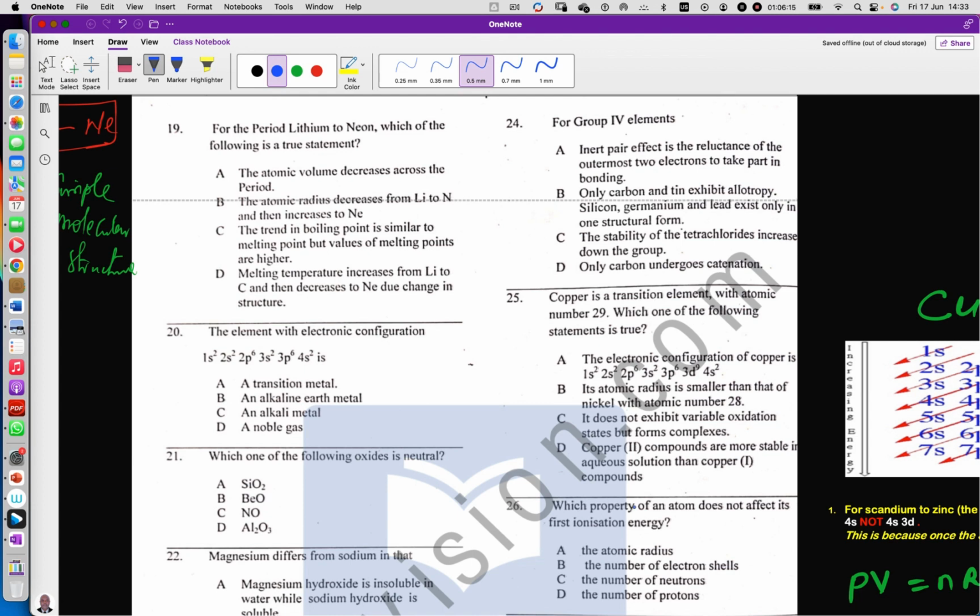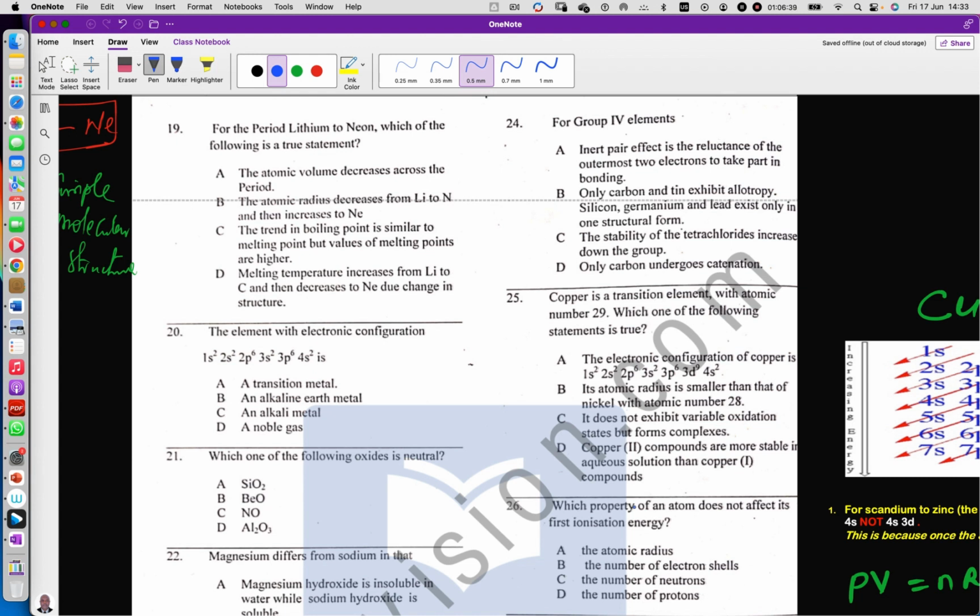It decreases across the period, because of the increasing number of protons. Okay, so A is not the right answer.